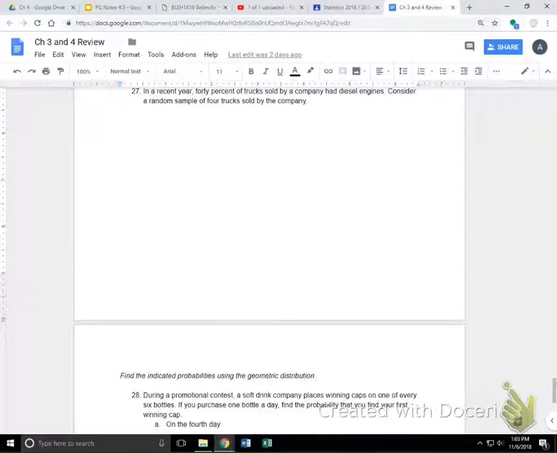Okay, so number 27, note 27. In a recent year, 40% of trucks sold by a company had diesel engines. Consider the random sample of 4 trucks sold by the company. Again, we see that we have N equals 4. And then P is going to be that 40%, so 0.4. Q is going to be 0.60. So using that same fact, we can set this up as 4 choose X, 0.4 to the X, times Q, which is 0.6 to the 4 minus X.